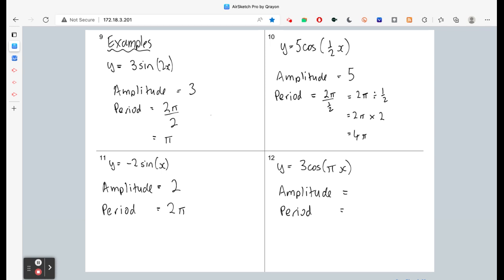The amplitude here, 3 cos pi x, is simply going to be 3. There are no tricks there. The period is a little bit interesting again. We've got a pi there, but don't let that fool you. We do the same thing again. The period is equal to 2 pi divided by whatever is in front of the x, which in this case is pi. The pi's, of course, will cancel out, which means the period is just 2. Just a single value of 2. No pi's involved. No pi's were harmed in the making of this function. From 0 to 2 would give me 1 cycle.